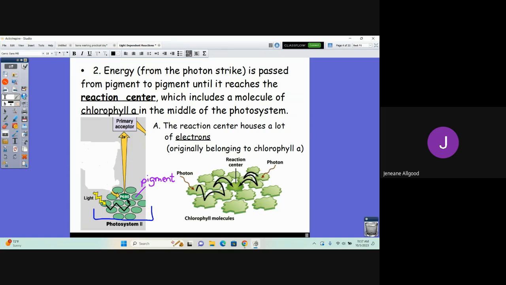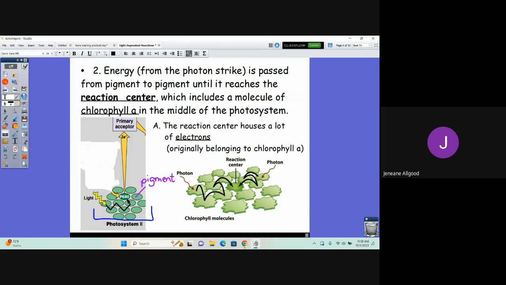So if we look at some of these pictures, remember I told you yesterday that there's two photosystems involved in the light reactions. Remember where all this is happening. This is all happening in the thylakoid membrane. That's where the photosystems are. So a photosystem is just a collection of pigments. This one that's a different color that's labeled, that's going to be your reaction center.